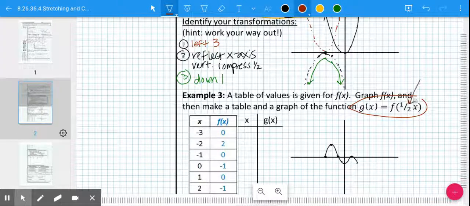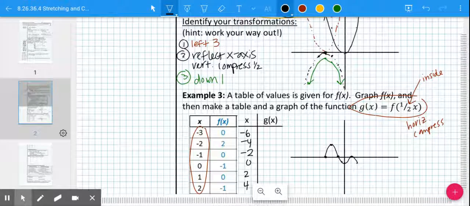Let's identify this transformation. Since it is an inside change, it is going to do the opposite of what you think. So it looks like it's going to half my x values. Instead, it is going to double my x values or horizontally compress my function. So I'm going to take all of my x values and instead of halving them, I do the opposite and I will double them. So they become -6, -4, etc. Go ahead and complete this table. Your y values do not get affected. So it's still a 0 and then a 2, etc.